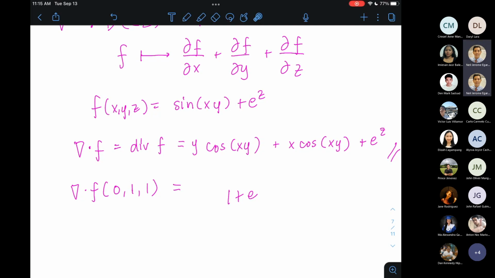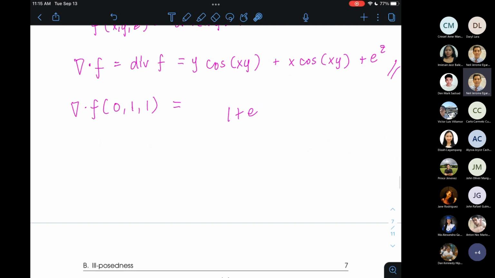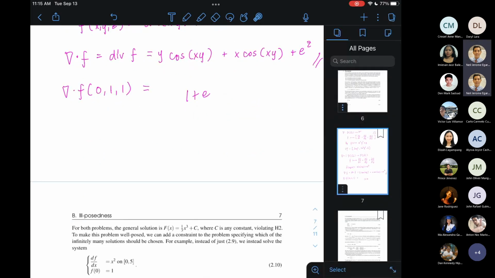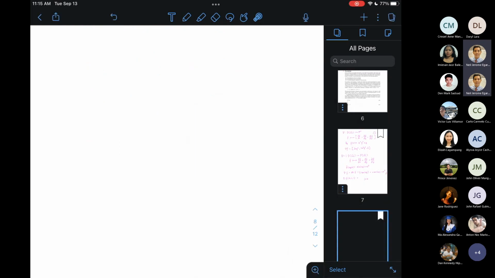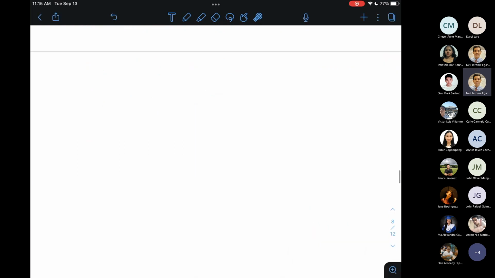Ano? May isa pa. Ano nga ba yung isa pa? Kasi nagubos lang ako actually ng oras. Magandang review ng mga operators natin.